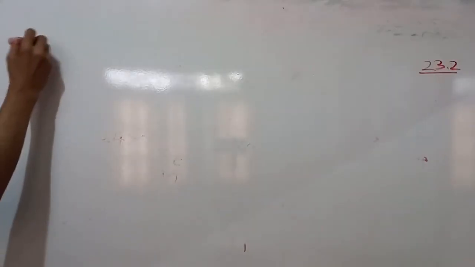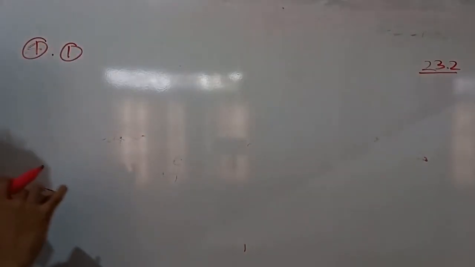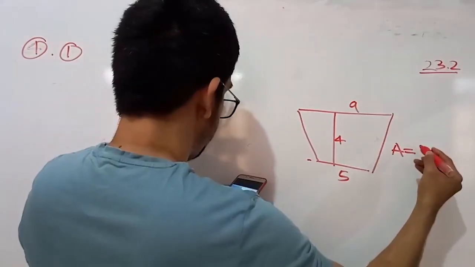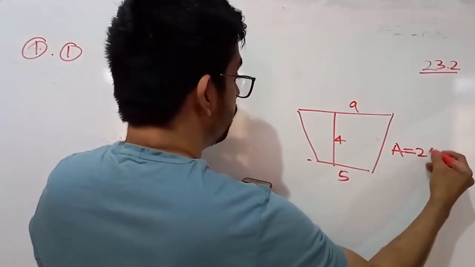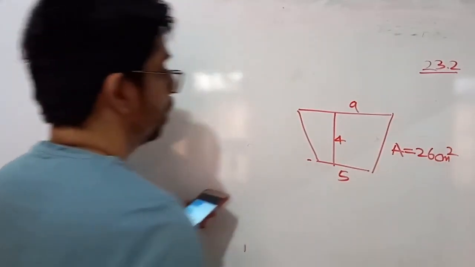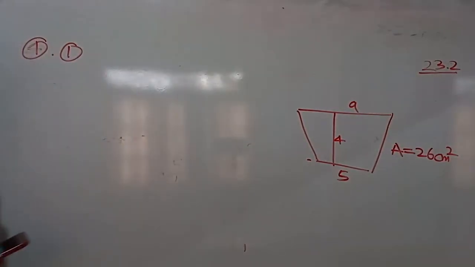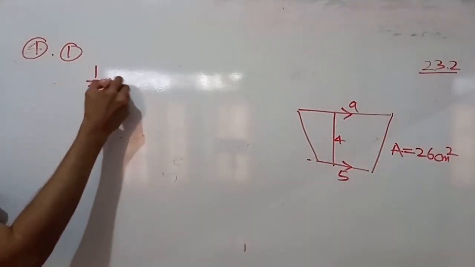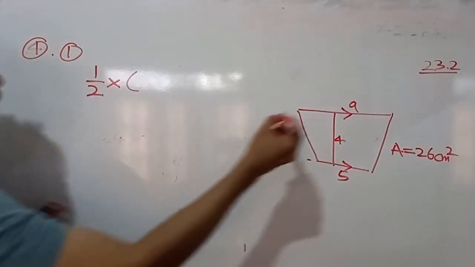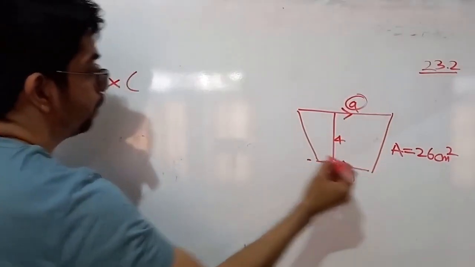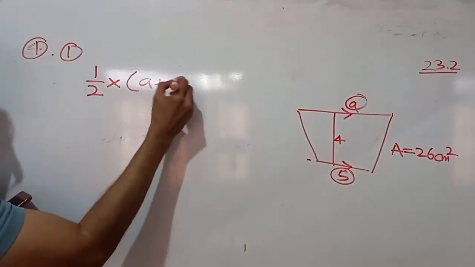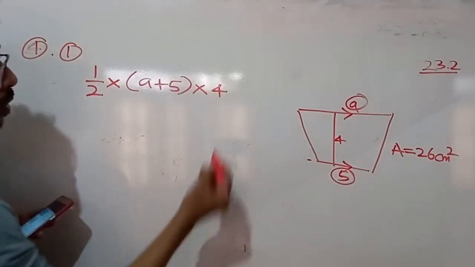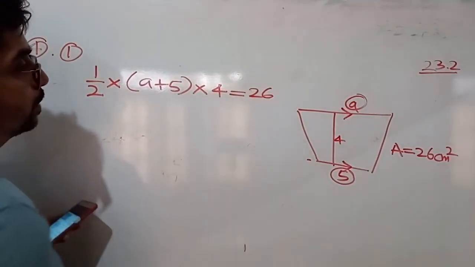So question number 4, part 1. Here the diagram is something like this. Area is 26 square centimeters. All lengths are taken in centimeters. So we know half into, so now this is A plus 5, then the perpendicular height. So that is 4. So it will be equal to 26.